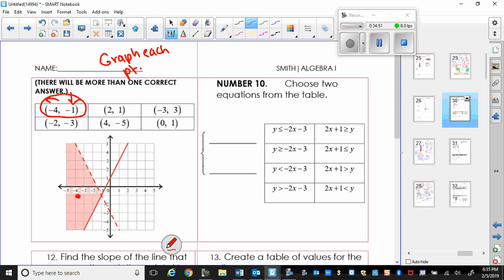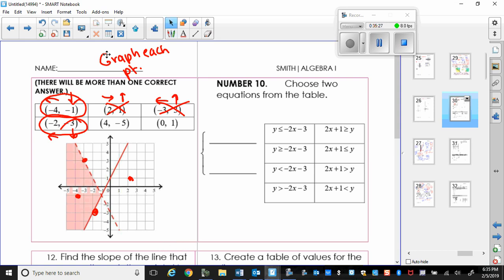Yes. Now recall, if it falls on the dashed line, it's not a part of the solution. If it falls on a solid line, it is. Okay, so I go right 2, up 1. That's not an answer. I go left 3, up 3. This is on the dashed line, so that's not an answer. Then I go left 2, down 3. It's on the solid line, so this works.